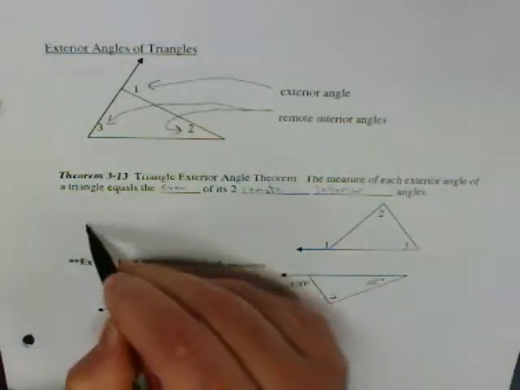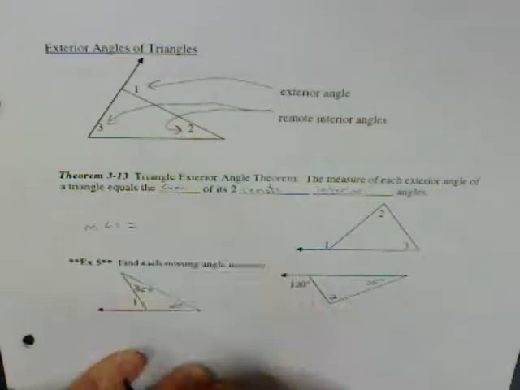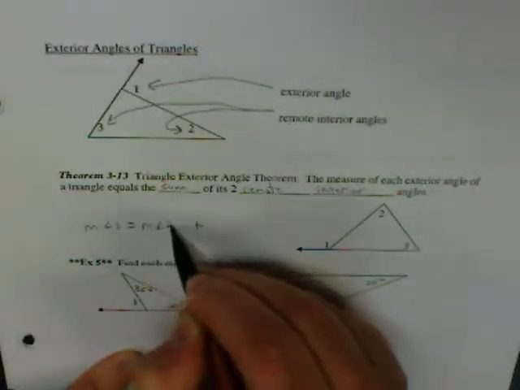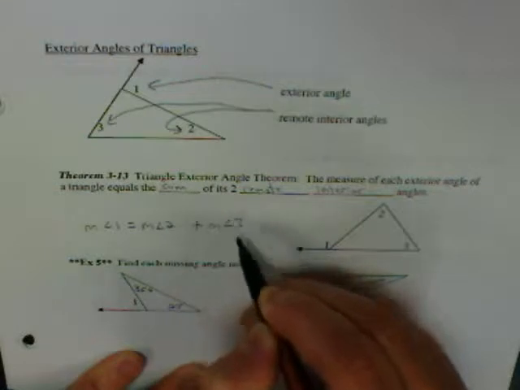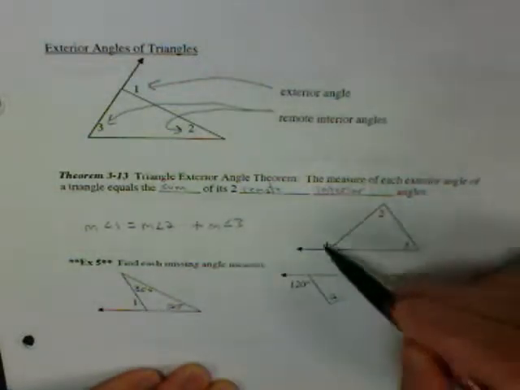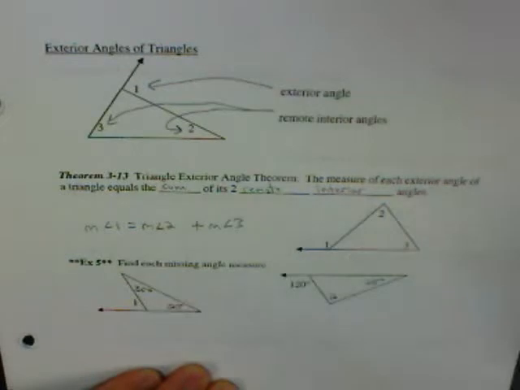Right, so what that's saying is if you want to know the measure of angle 1, that's going to be equal to the sum of the 2 remote interior angles. So if this is 12 degrees and that's 10 degrees, then that one's going to be 22. Obviously that's not the case because one's obtuse, but you get the idea. Right, example 5 says find each angle measure.